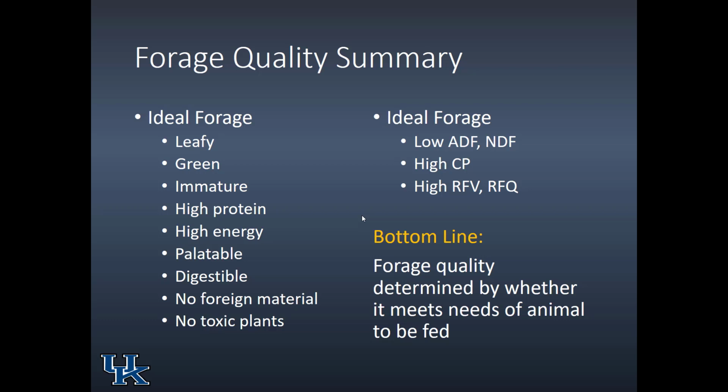The ideal forage is going to be leafy and green and immature with high protein and high energy. It's going to be palatable. It's going to be digestible. We're not going to have foreign material, and we're not going to have toxic plants. The ideal forage is going to have low ADF and low NDF. It's going to have high crude protein and high relative feed value and relative feed quality. And the bottom line is that forage quality is determined by whether it meets the needs of an animal to be fed.